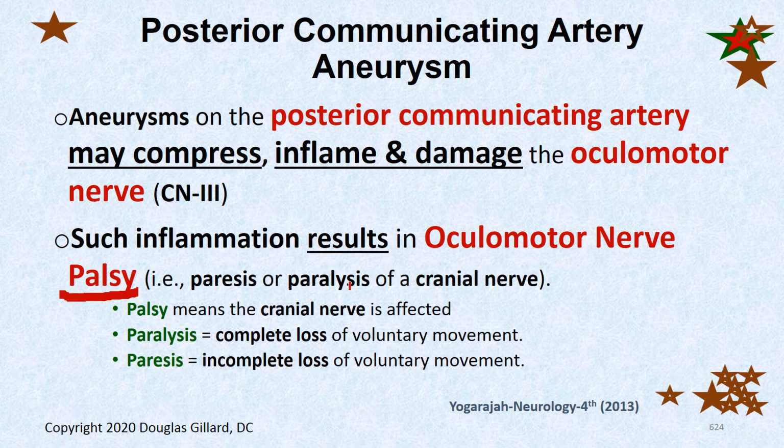Paralysis is whatever motor portions go, or that nerve is just paralyzed. It doesn't work, period. Paresis means it works a little bit, but it's dysfunctional. Okay? So paralysis is a complete loss of function, not only movement, just function. Paresis is an incomplete loss.